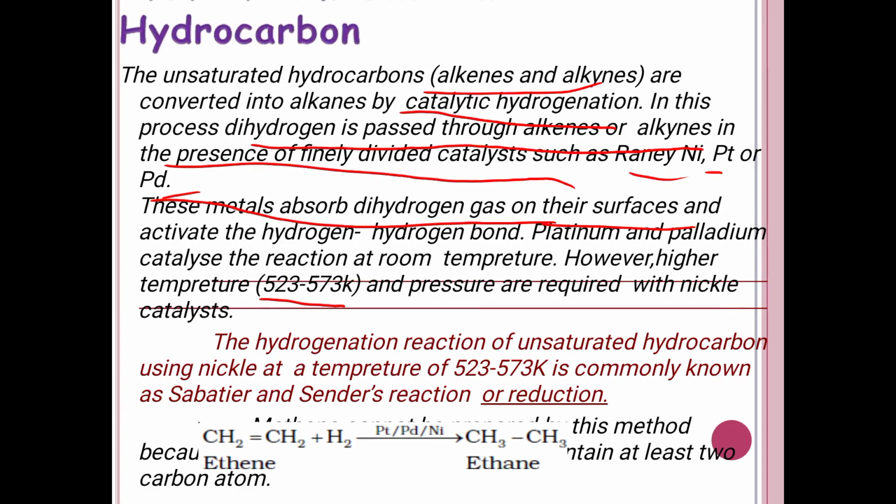For example, CH2=CH2, we are adding dihydrogen in the presence of either platinum, palladium or Raney nickel. We will get alkanes. So from unsaturated we are getting saturated compounds.